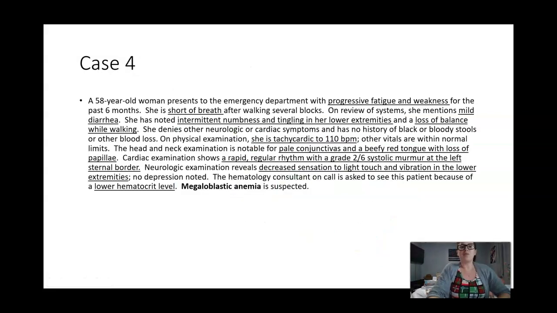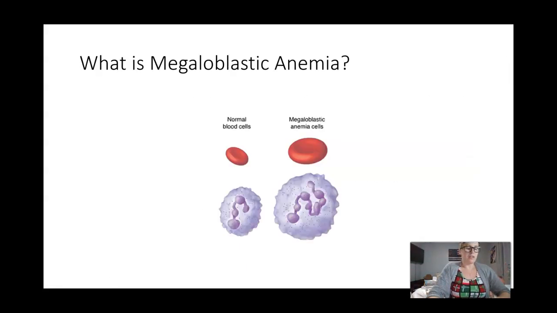Second case is case 4, about a 58-year-old woman with a bunch of symptoms as noted here. Megaloblastic anemia is expected. So first off, megaloblastic anemia is a large group of anemias that are characterized by the presence of larger red blood cells as seen here. What happens here is it's a non-parallel maturation between the nucleus and the cytoplasm of the red blood cell due to the DNA synthesis being impaired, leading to these larger cells here.